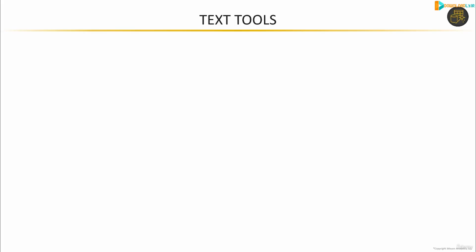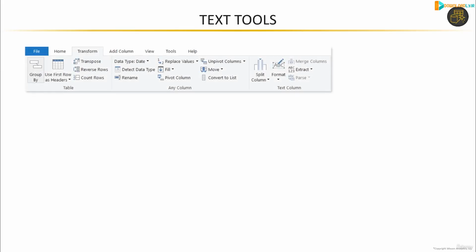Next up, we've got text-specific tools. And looking at the Transform tab in the Query Editor, you'll notice that Power BI groups different sets of tools together based on their purpose or function. So in this case, we'll find all of our text-specific tools grouped together at the end of the ribbon, and within this group, we've got some really interesting and powerful options.